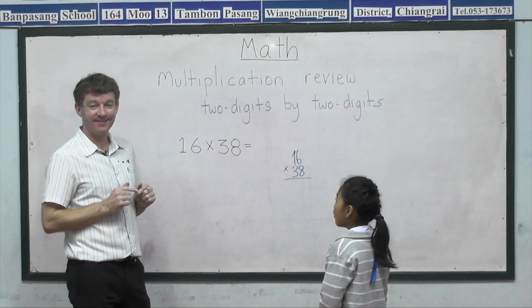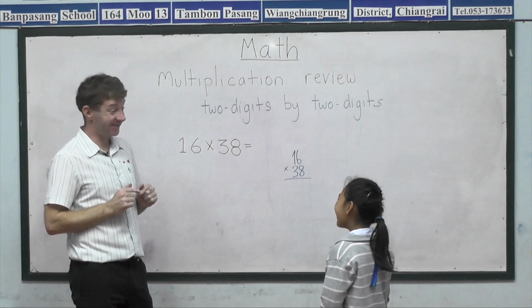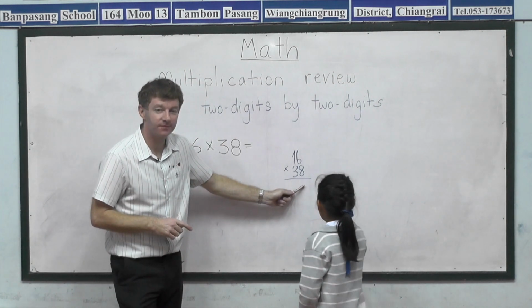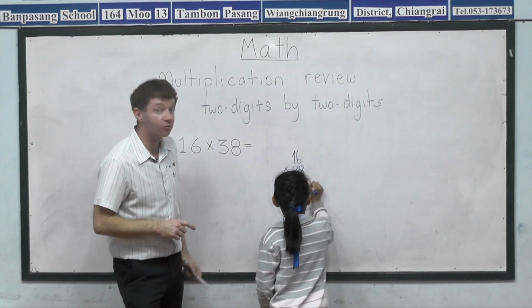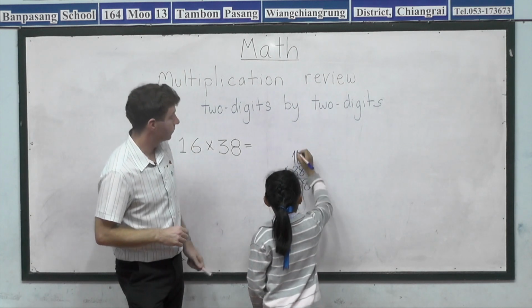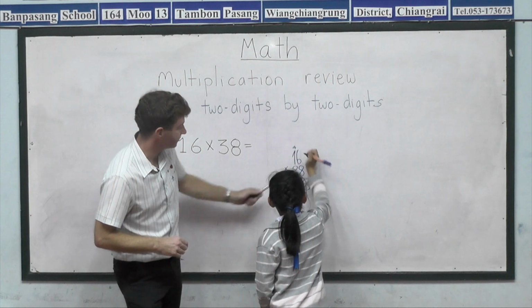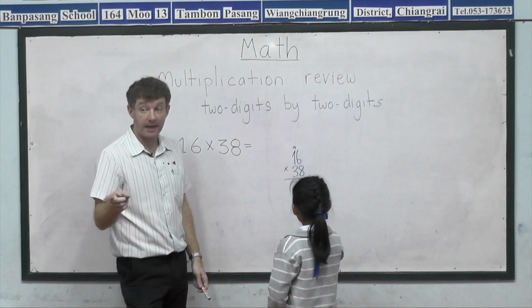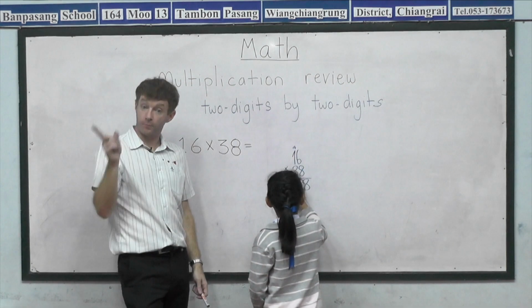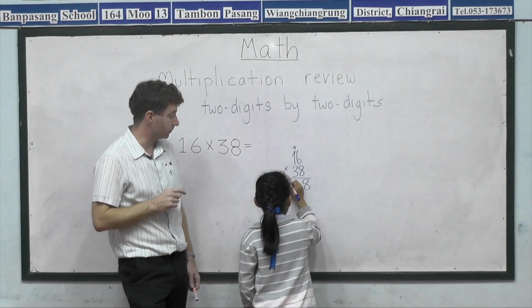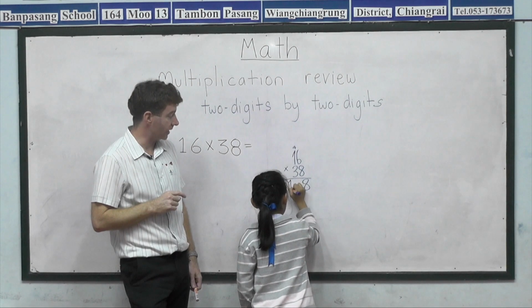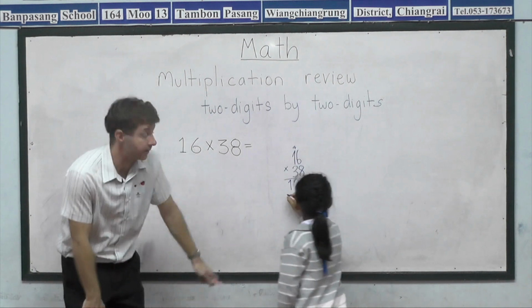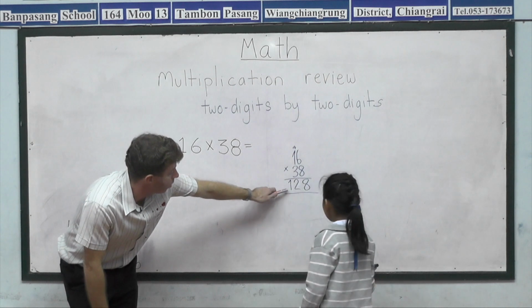48. Yes. Okay, so 48. What do we write in this column? 8. And what do we carry? Excellent. 8 times 1, 8, plus the 4, 12. So we write 12. Excellent, Nadia. So you see, we have our answer for step 1 already.